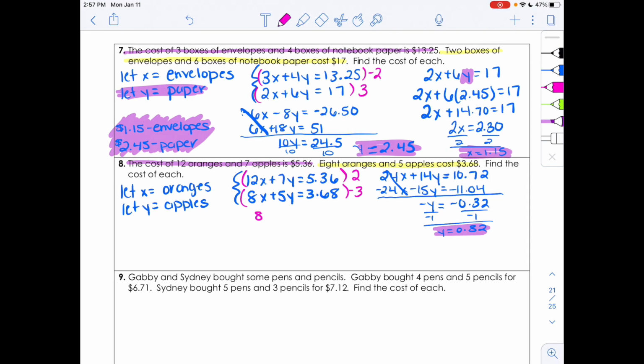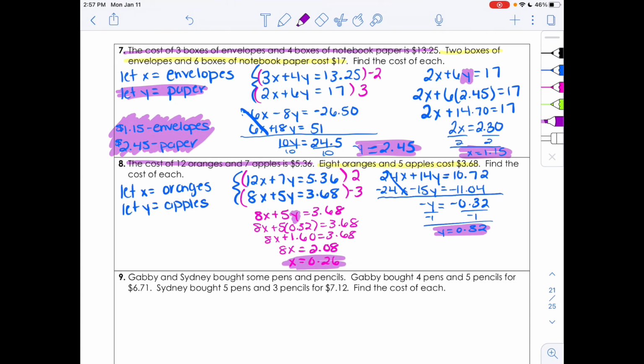So I'm going to pick 8x plus 5y equals $3.68. Now that I did the first part, I know what y equals, so I can replace y and solve for x. When I replace y, I get 8x plus 5 times 32 cents equals $3.68. Then I can multiply 5 times 32 cents and get 8x plus $1.60 equals $3.68. I can subtract 368 minus the $1.60 and get 208. And then I can divide 208 by 8 and get 26 cents. And that's going to tell me how much an orange cost.